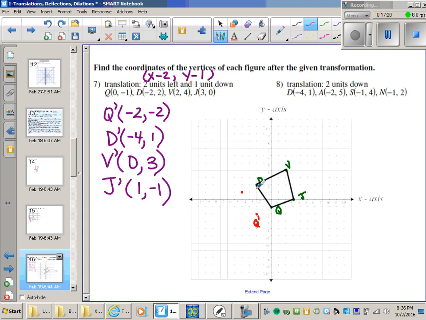And make sure that you note that. This is going to be D prime. Then we have 0, 3, so 1, 2, 3. And that's V prime. And then we have J prime at 1, negative 1. And I'm going to connect that.